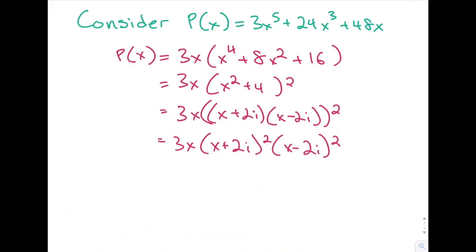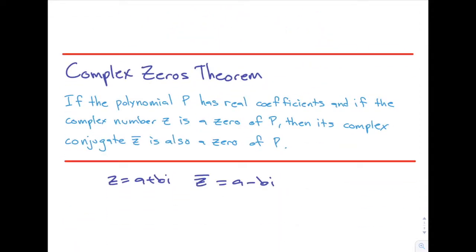And if we go back up, you can see here, if we say z equals 0 plus 2i, then its complex conjugate, z bar, is 0 minus 2i, and we have both of those as factors of this polynomial. In fact, each one is of multiplicity 2. So whenever we have one complex zero, we will always have another complex zero in the conjugate form of whichever one we found first. So that's the complex zeros theorem.